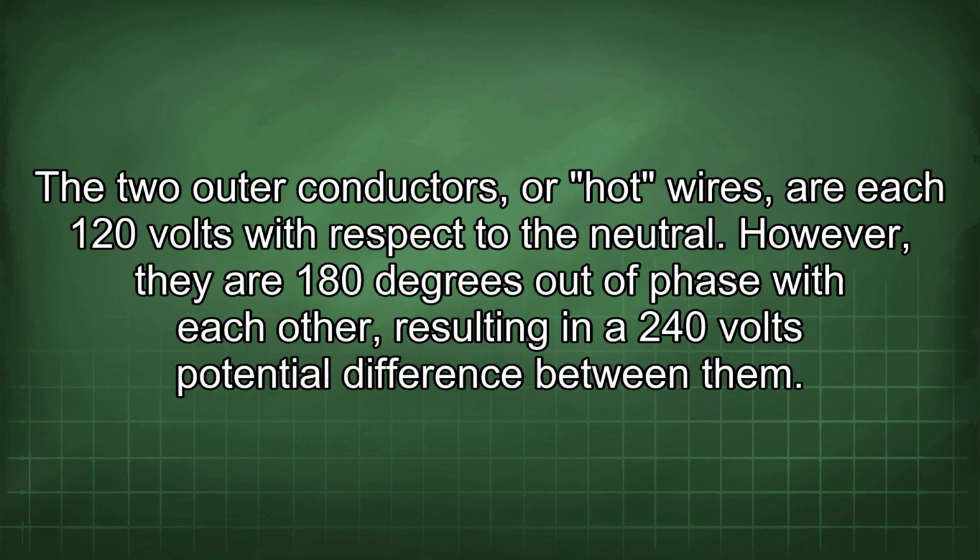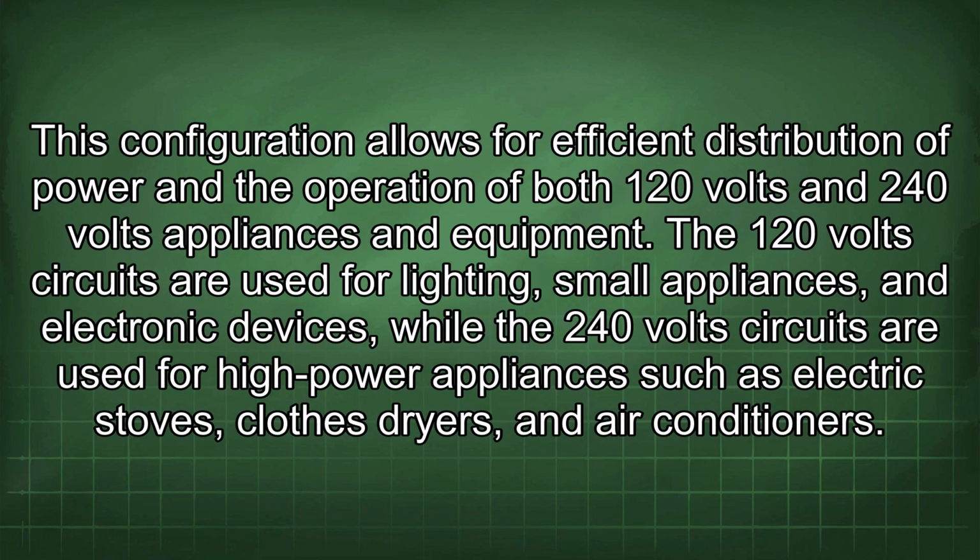The two outer conductors, or hot wires, are each 120 volts with respect to the neutral. However, they are 180 degrees out of phase with each other, resulting in a 240 volt potential difference between them. This configuration allows for efficient distribution of power and the operation of both 120 volt and 240 volt appliances and equipment. The 120 volt circuits are used for lighting, small appliances, and electronic devices, while the 240 volt circuits are used for high power appliances such as electric stoves, clothes dryers, and air conditioners.